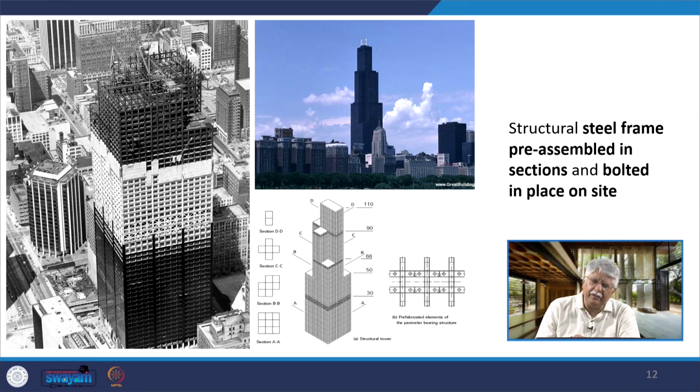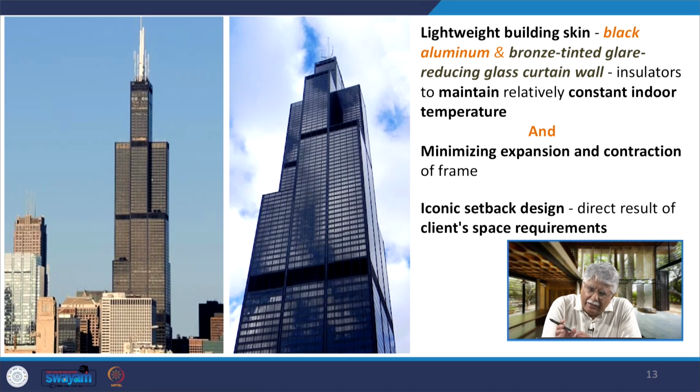The structural steel frame of this building, as in many other skyscrapers, was pre-assembled in different sections, brought to site and bolted in place on site. It was a very lightweight building skin having a black aluminium frame, with bronze tinted glare-reducing glass curtain wall, and thus the indoor temperatures could be much controlled. It minimized expansion and contraction of the frame, and this setback design was predominantly a result of the space requirements proposed by the client, and thus turned out to be one of the most iconic skyscrapers the world had seen.